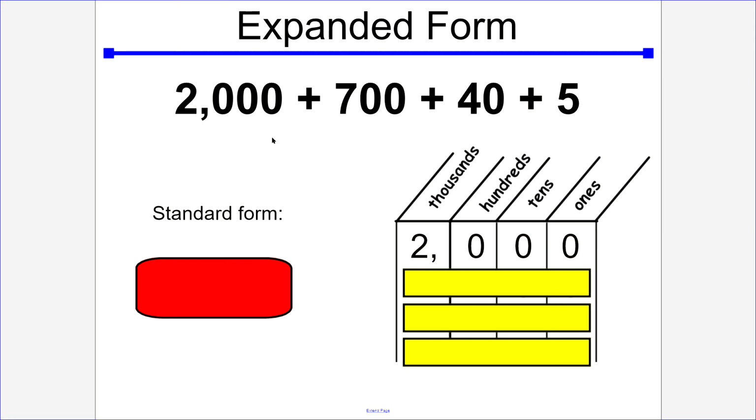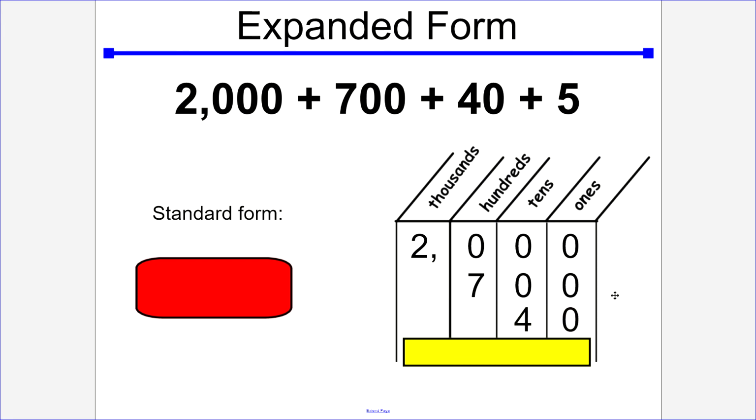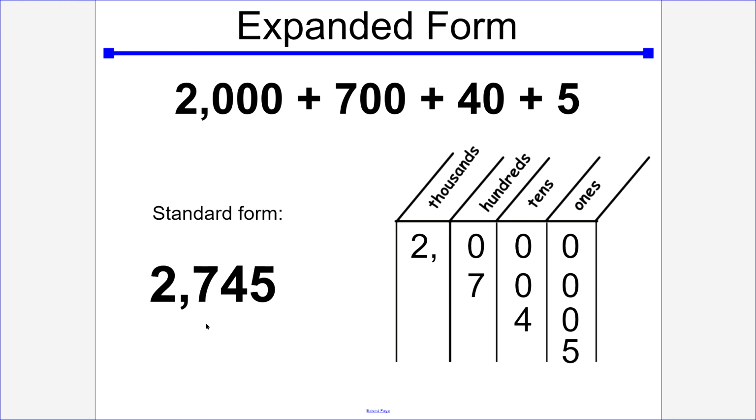There are 2,000. Then I'm going to think about my hundreds. I see that there are 7 hundreds in this number. Now I'll think about tens. I see that there are 40 or 4 tens in this number. And finally, I'll look at my ones. I see that there are 5 ones. If I wanted to write this number in standard form, I would know that there are 2 thousands, 7 hundreds, 4 tens, and 5 ones. So in standard form, this number looks like 2,745.